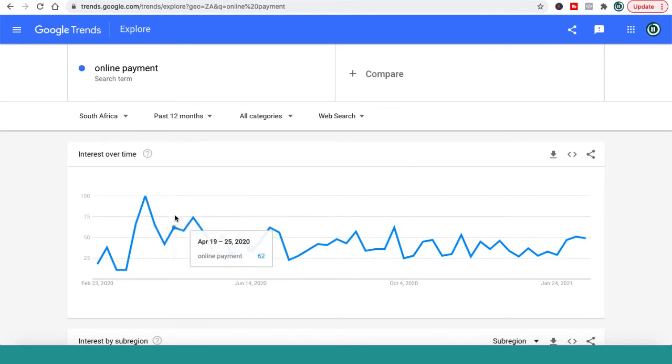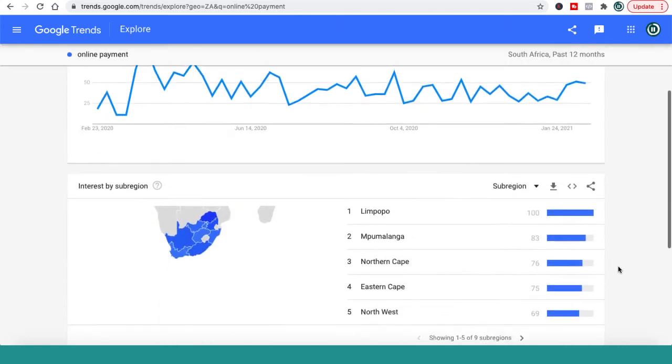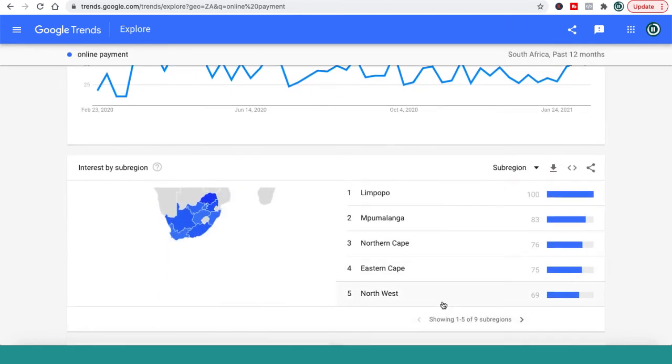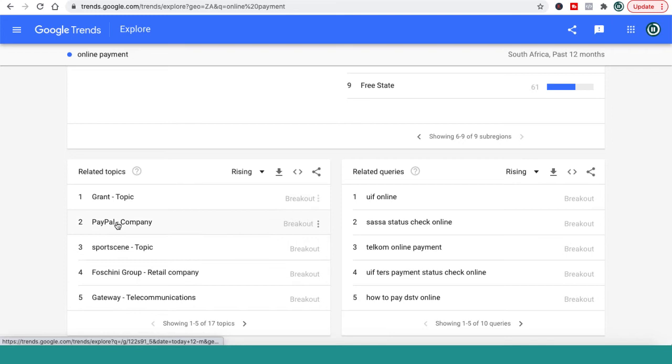Here we can see in March to April 2020, there was a huge interest in online payments. And again, that's when South Africa was in level 5 lockdown. The highest search region or the highest interest region was Limpopo. And here we have different related topics again.